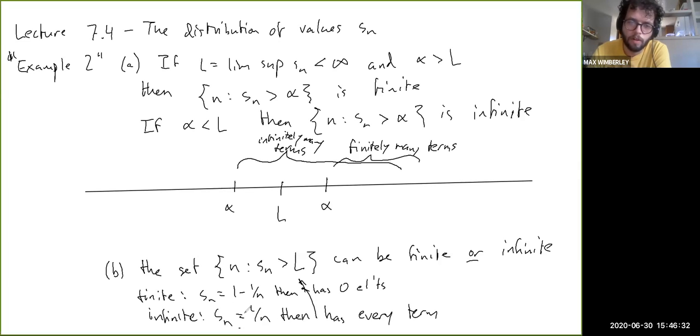For Sn equals 1 over n, there's an infinite number of terms that are greater than 0, but there's only a finite number of terms that are greater than any given positive number. So if I take 1 over 7,000, there are only about 7,000 terms which are bigger than that number, right? Or if I take 1 over 1,000,000, there are only 1,000,000 terms which are bigger than that number. But there are actually an infinite number of terms which are bigger than 0 itself, okay? So it's just something you have to get used to.